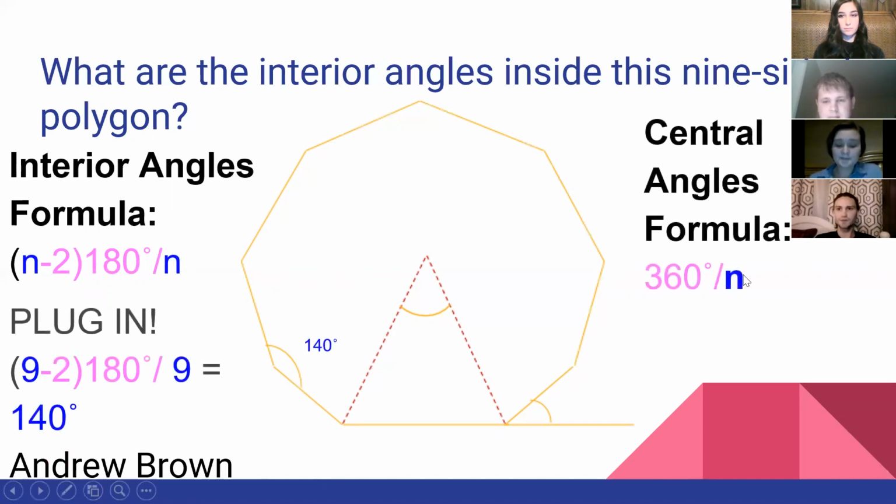And we can also use the central angle formula, 360 degrees divided by n, to figure out what that angle is right there. So we have 40 degrees right there. We have 140 degrees right there. 140 degrees comes from the interior angle formula, and we use the central angle formula to find that 40 degrees.